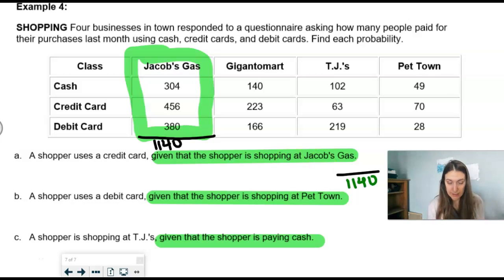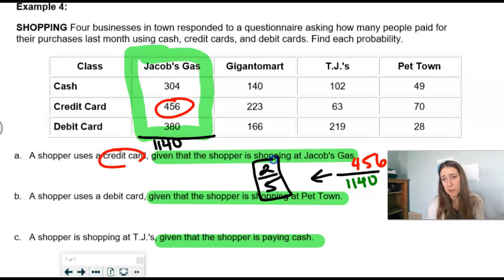Now, in that data, they want to know what's the probability that a person is using a credit card. So credit card, meaning just that 456. And again, I'm not going to reduce that. Oh, that's not too bad. 2/5 comes out to 40%. So there's a 40% chance that if you're a shopper from Jacob's Gas that you used a credit card.